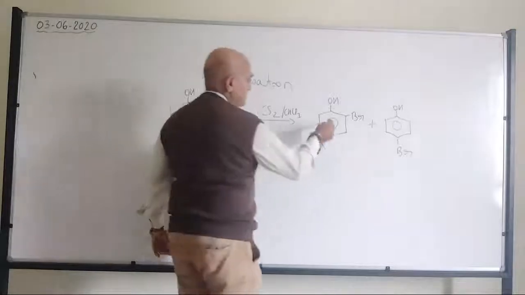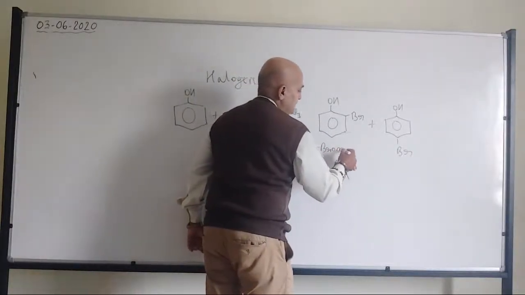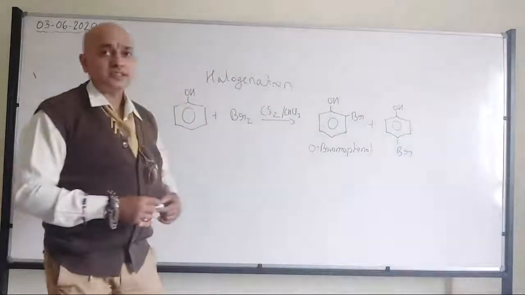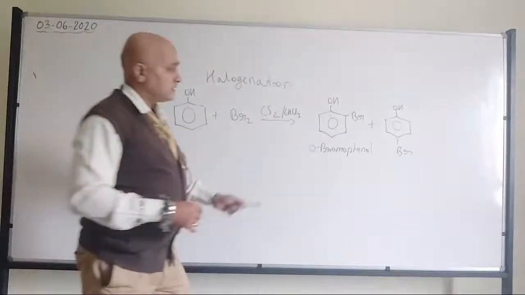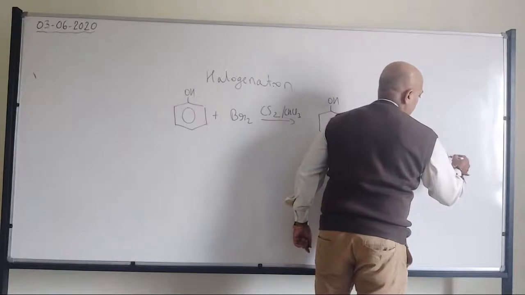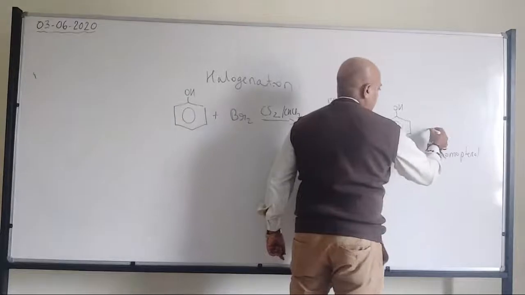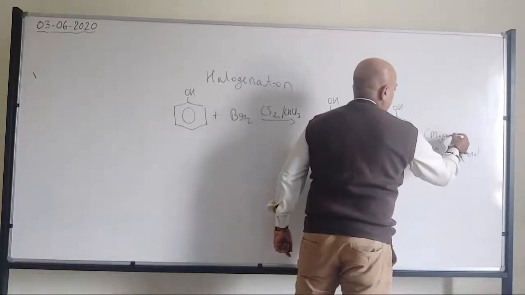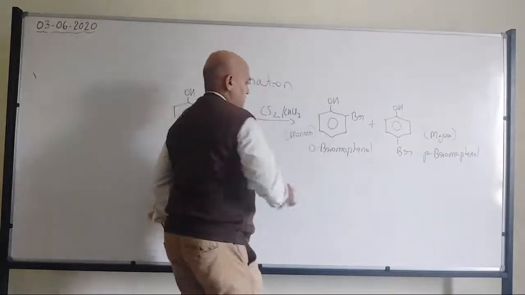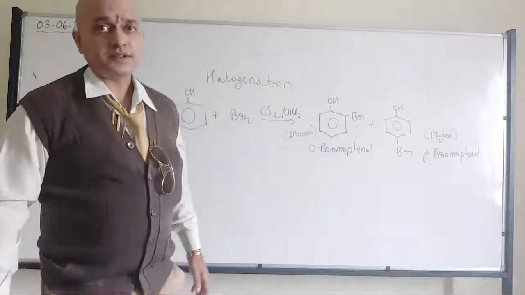Now, what is the name of this one? This is nothing but phenol with the halogen as prefix. So orthobromophenol, and this one will be parabromophenol. Naturally, which will be the major product? This one should be the major product and this one should be the minor product, no doubt.